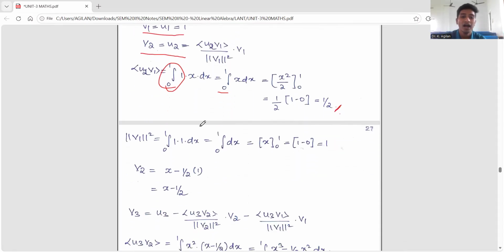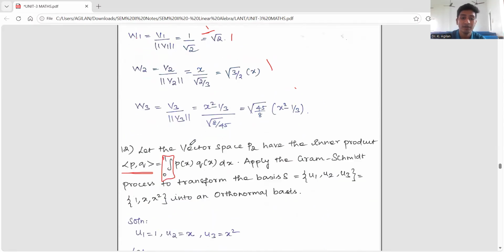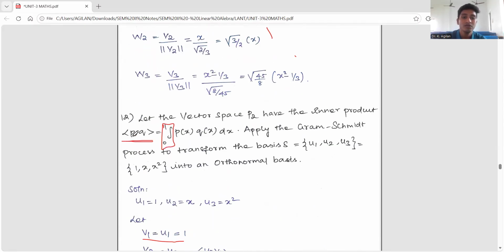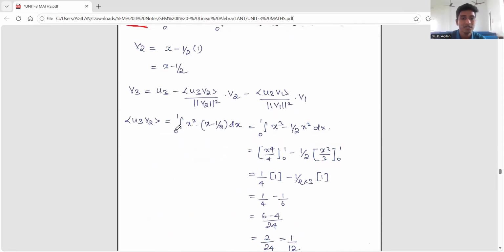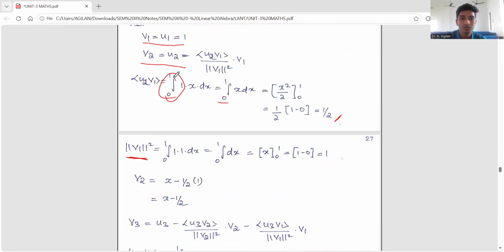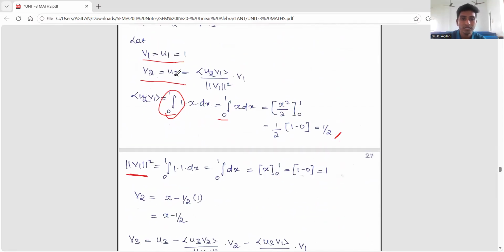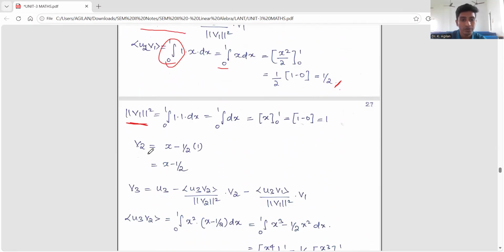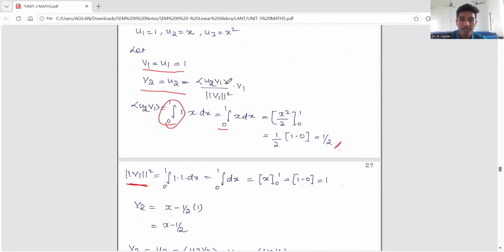The same way. Here v1 should be fine. So norm of v1 square is nothing but inner product of v1 comma v1. We have a format for the inner product: integral 0 to 1 of p of x into q of x into dx, right? The same procedure. So apply it here, and v2 equal to substituting the u2 value. What is u2? u2 is equal to x. So x minus inner product of u2 comma v1.